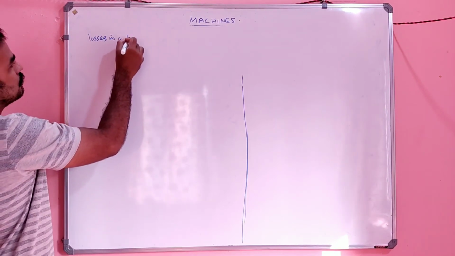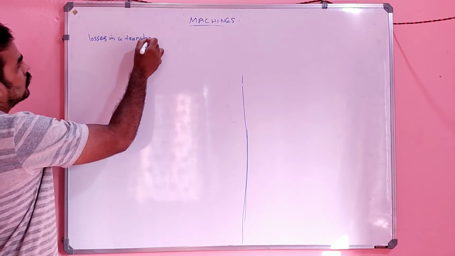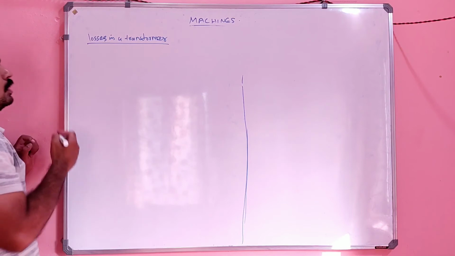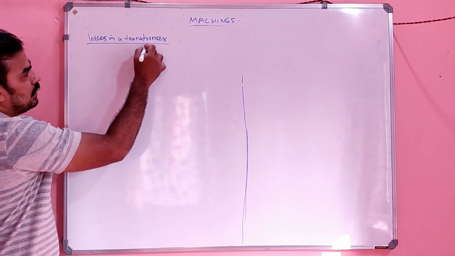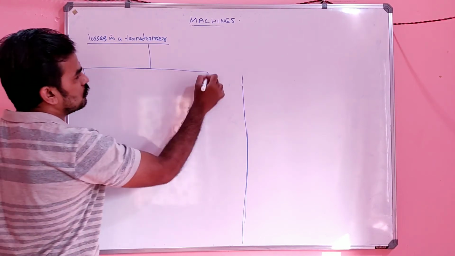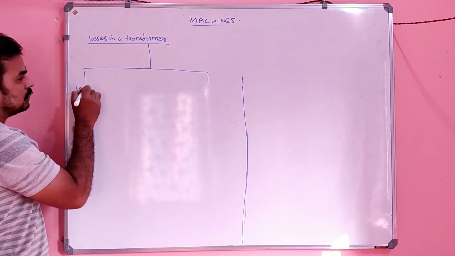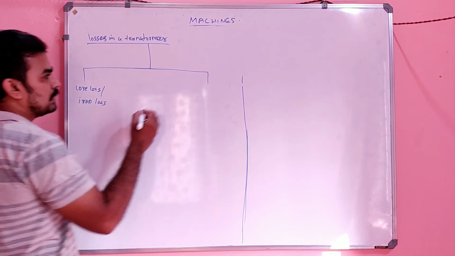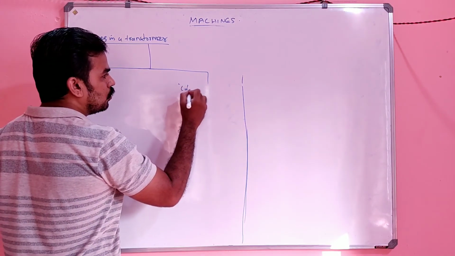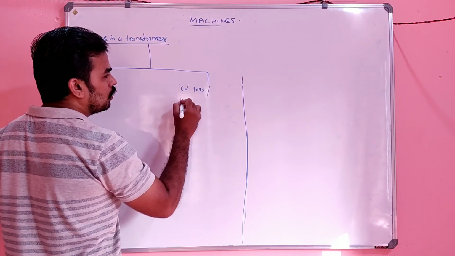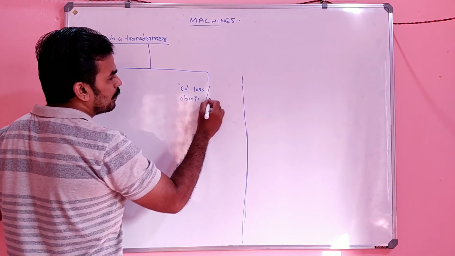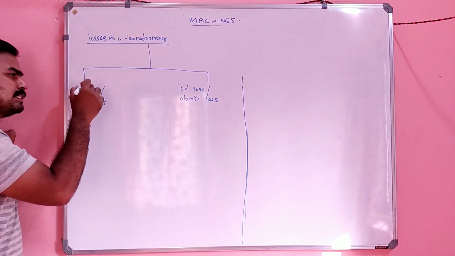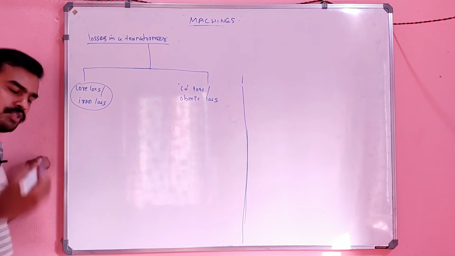Losses in a transformer. So losses are classified actually. There are two main losses in a transformer. First one is core loss or iron loss. Second one is copper loss or ohmic loss. Let's focus on this core loss or iron loss first.